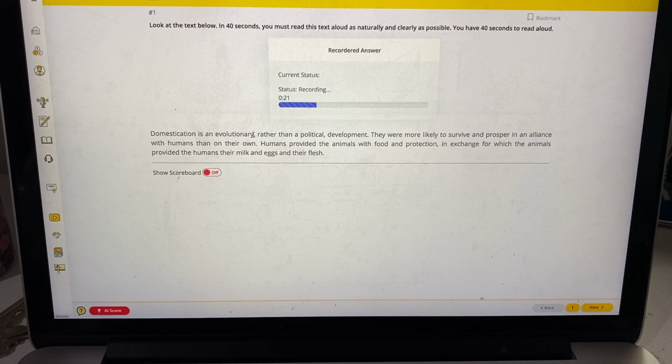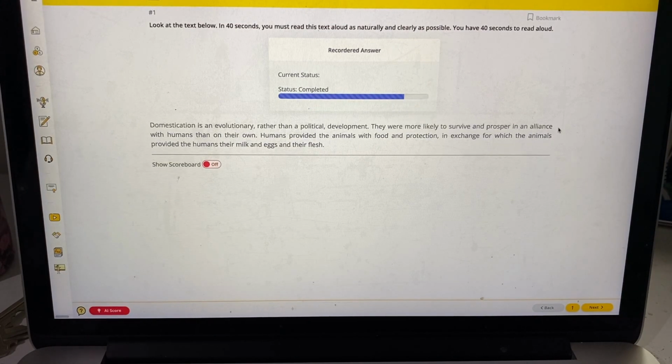Evolutionary, domestication. So these are the words that I think might disrupt my fluency later in my speaking. So I'm gonna read through them again and again. Domestication, evolutionary, alliance. Because fluency is extremely important in this part. So you have to be very careful on those difficult words.